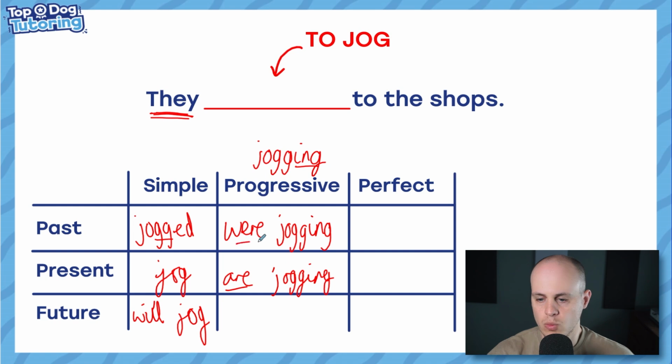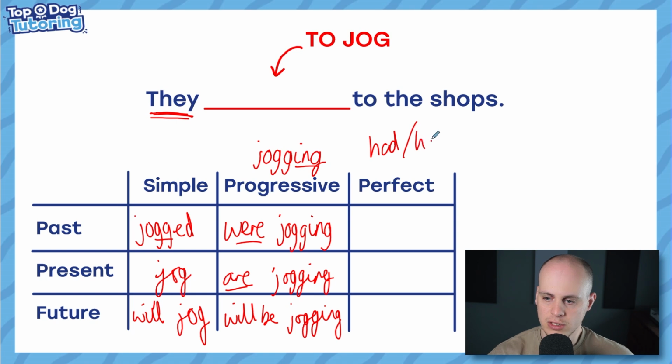Okay, so I'm using my were and are. And in the future tense, it will be they will be jogging. Okay, so progressive tense, ing, done. Perfect tense. If you see perfect, just jot this down for yourself. Had, has, have. Which one makes sense? In the past tense, we use had, right? So they had jogged to the shops?